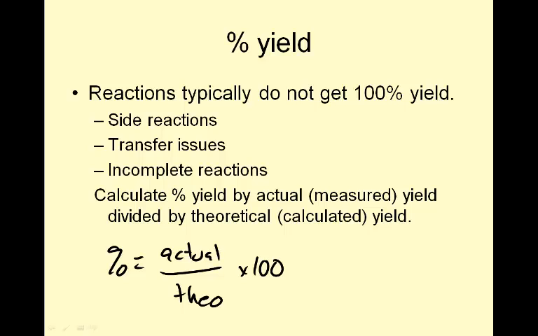Percent yield. Reactions typically do not get 100% yield because there are side reactions. There are transfer issues. There are incomplete reactions. So if A is supposed to meet with B and they're in a big beaker of water or whatever it is, and A is over here and B is over here, isn't it possible they just never collide?